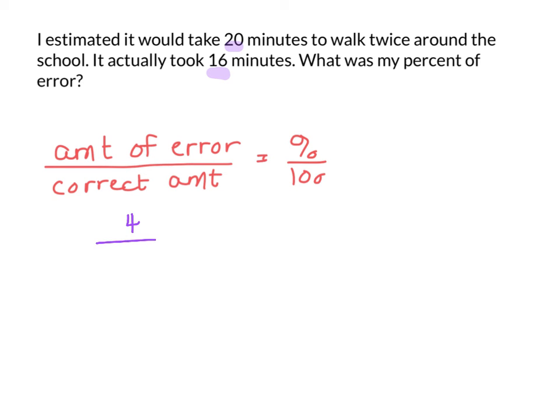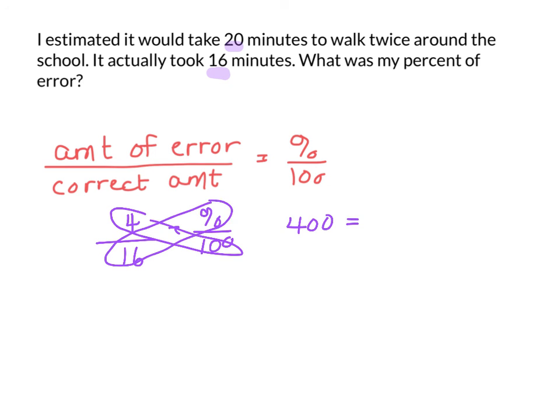The actual amount, I have to compare those two numbers. Which one was the correct amount? Well, that was the 16, equals percent over 100. Some of you might know this one to begin with. If I cross multiply here, that's 400 equals 16 times percent, or 16x. Dividing by 16 gives me x equals 25. That is a 25% error.